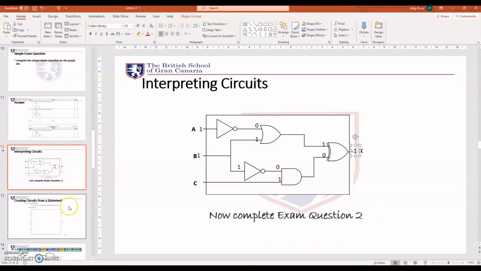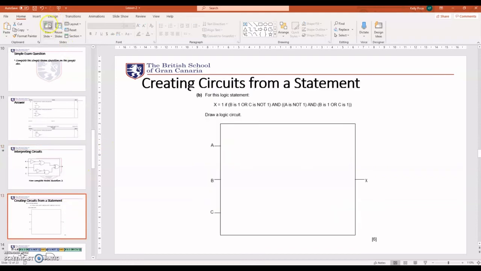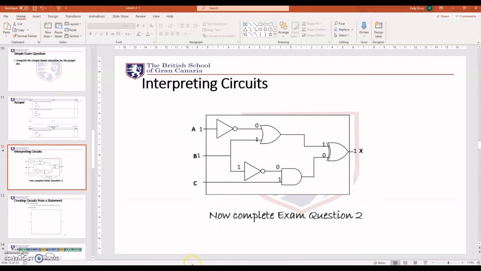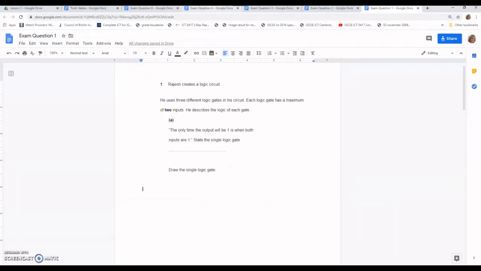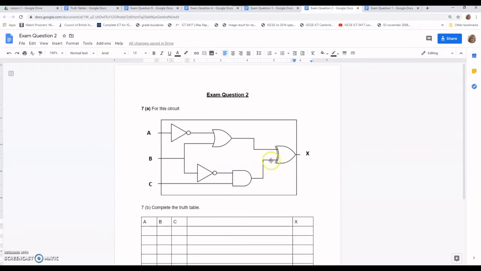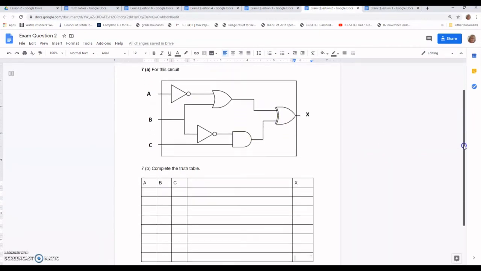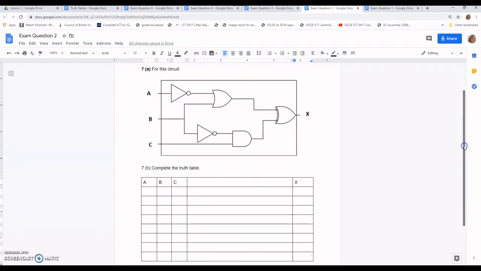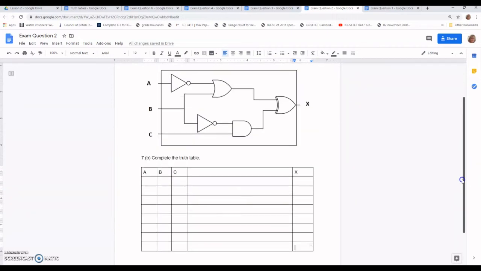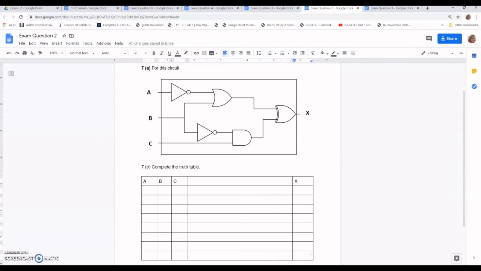Okay? Right, so now you're going to create a circuit yourself. Sorry, no, you're going to do exam question 2. I apologise. So I'm going to go to exam question 2 here. Here's exam question 2, which we've just kind of been through. So what I'd like you to do is interpret that circuit and complete the truth table. Okay? So that's all you have to do, and then I will go through the answers with you. Okay, pause this video now.